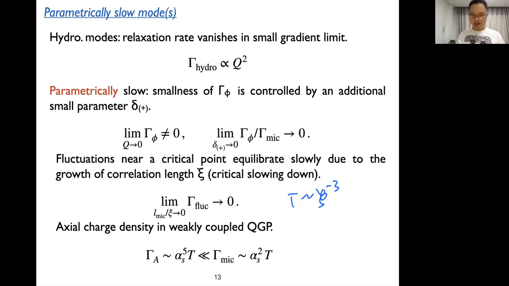And in the axial charge density example, if you consider the ratio between the axial charge density and the microscopic scales and send alpha s to zero, you'll find that the axial charge density is infinitely slower as compared with other microscopic degrees of freedom. Okay. Does that answer your question? Yeah, sure. Thank you.